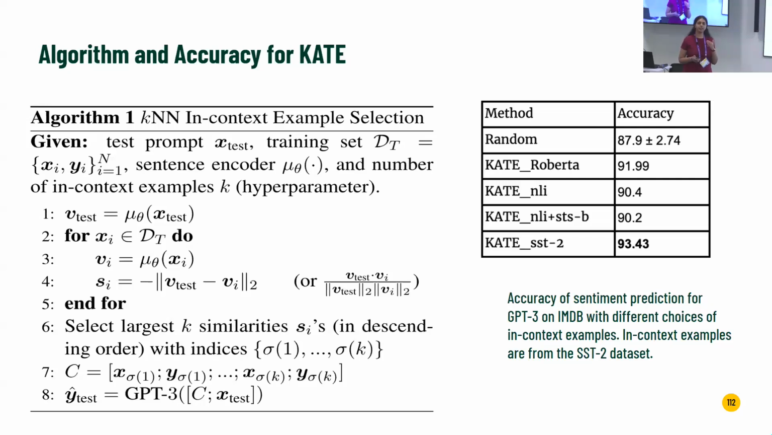So we can see in the table that the accuracy of the random is the least, and for KATE and several other versions of KATE with different embedding settings, the accuracy gets higher. So KATE Roberta means the embeddings used here, mu theta, is Roberta, and for NLI, it is KATE underscore NLI, meaning that mu theta is the embedding which is trained upon the NLI data set, and similarly NLI plus STSB, which is the semantic text similarity benchmark data set, and the last one is the SST2, which has the highest accuracy.